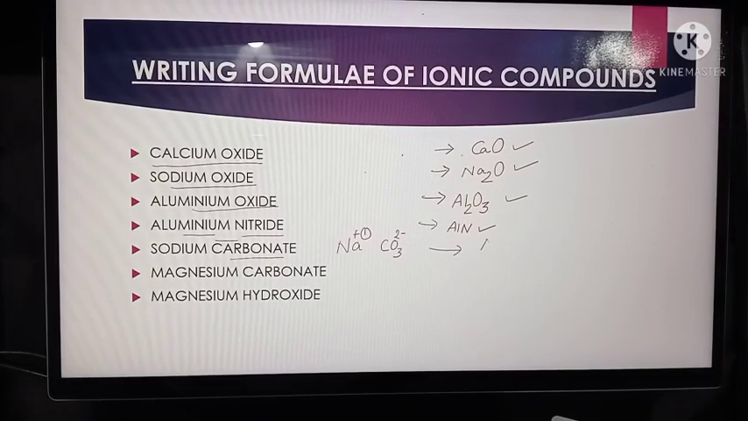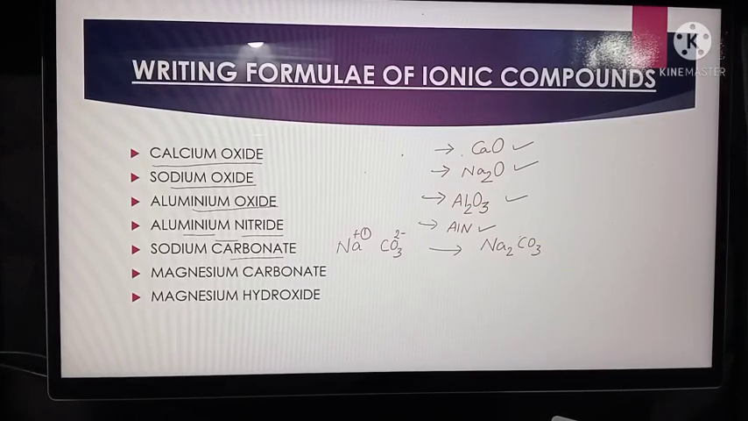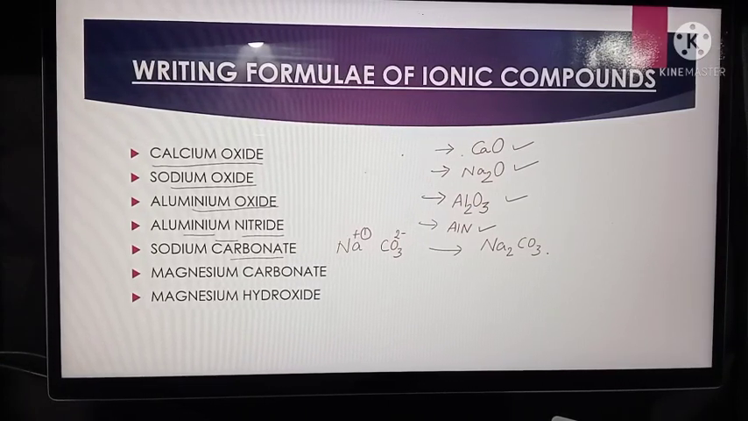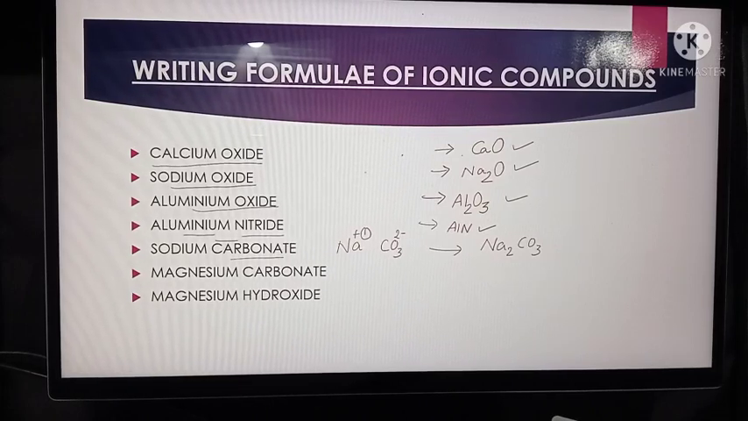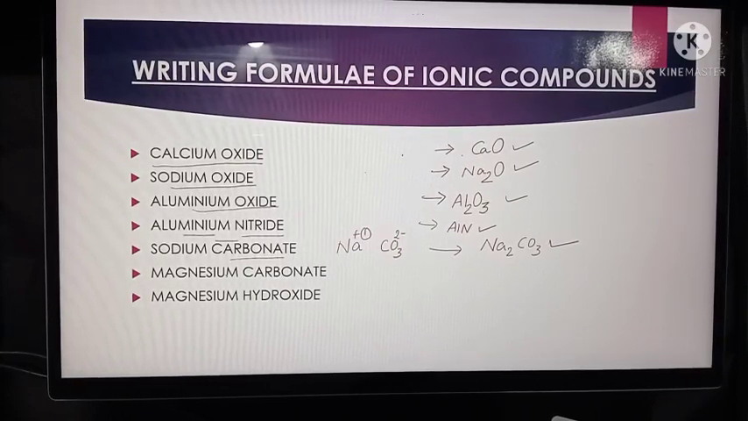So what do you have to write? Na2, then CO3. No need of writing 1, because it indicates that CO3 together has got a 1 number. Since it is 1, there is no need of writing it again, otherwise it would look like CO31 and all, and there is no bracket required. So Na2CO3 is the formula of sodium carbonate.